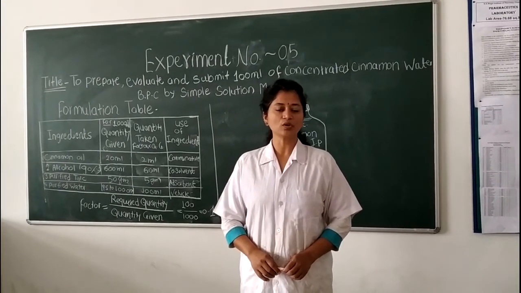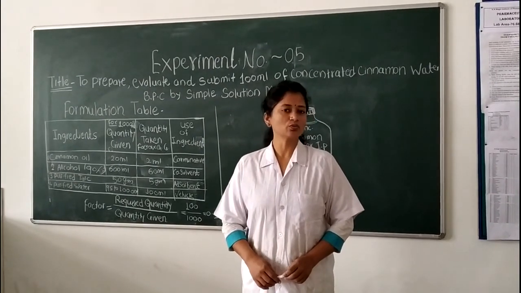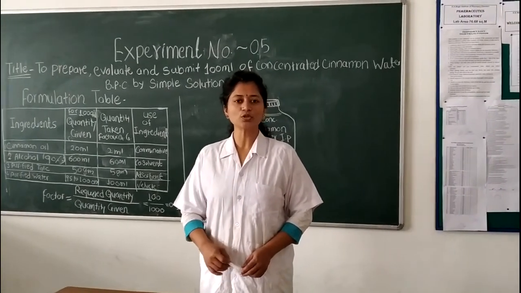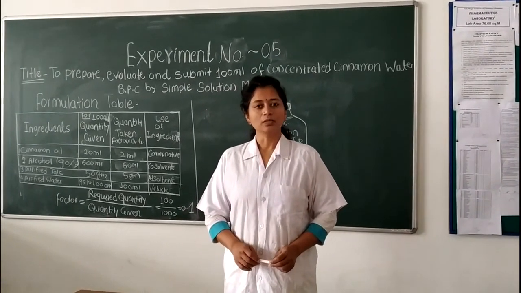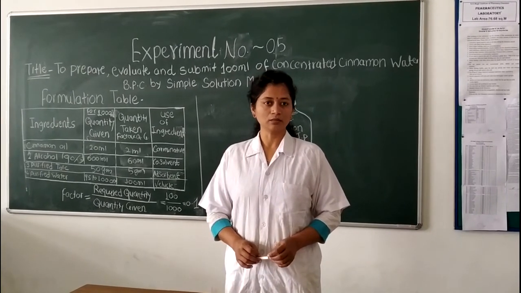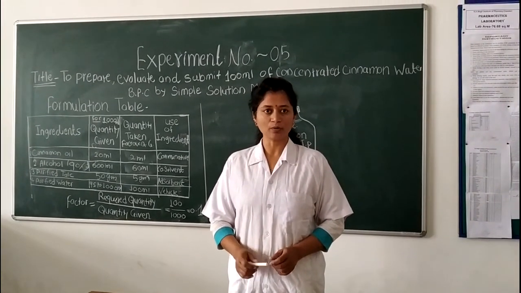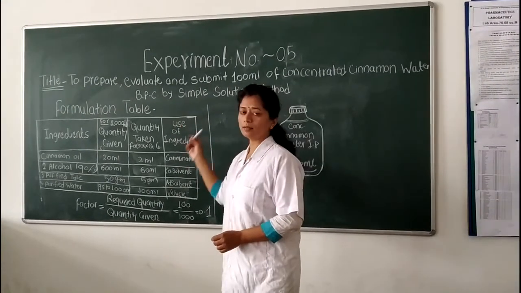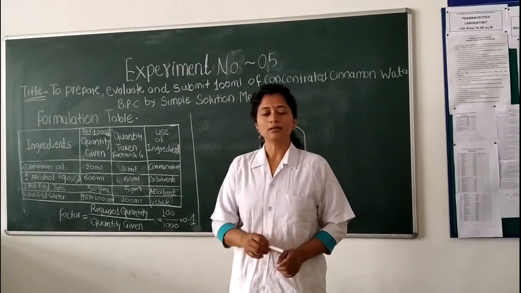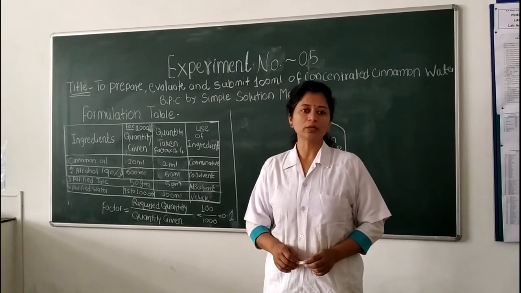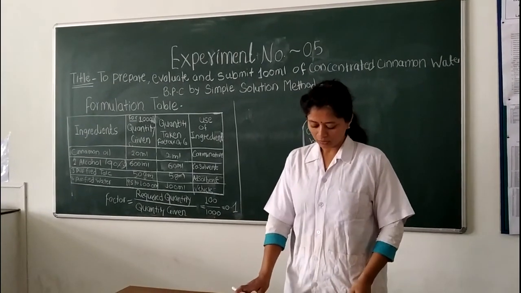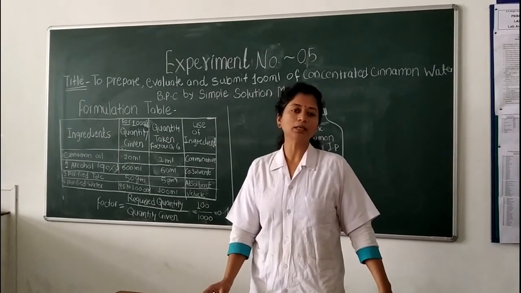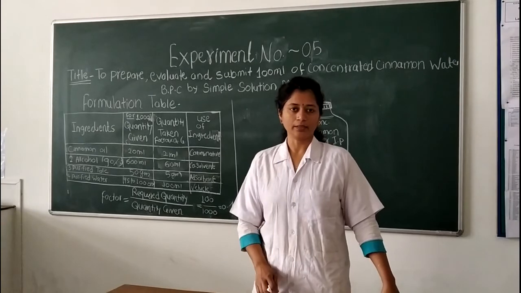In the preparation of concentrated cinnamon water (BPC), first we covered how to make the formulation table. Then we went through the stepwise procedure, and then we saw how the labeling is done for our cinnamon water, and observation and evaluation, as mentioned in our title also. Then the result of this experiment should be written as: 100 ml of concentrated cinnamon water preparation is submitted in an airtight container.